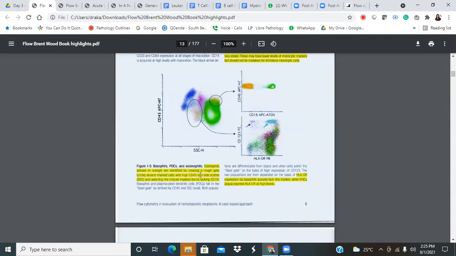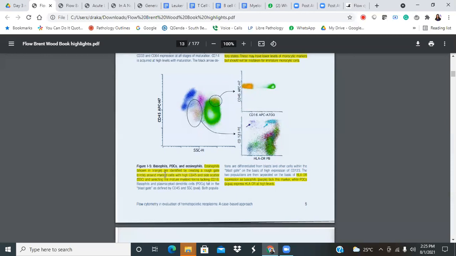Basophils, PDCs, and eosinophils. Eosinophils are shown in orange. Basically, they are on the CD45 versus side scatter plot. There are these eosinophils, and after this, they are removing the granulocytes. You can see this gate also has granulocytes over here. They are removing them by doing CD16 versus CD45. So by removing the CD16 positive cells, you have the pure eosinophilic population.